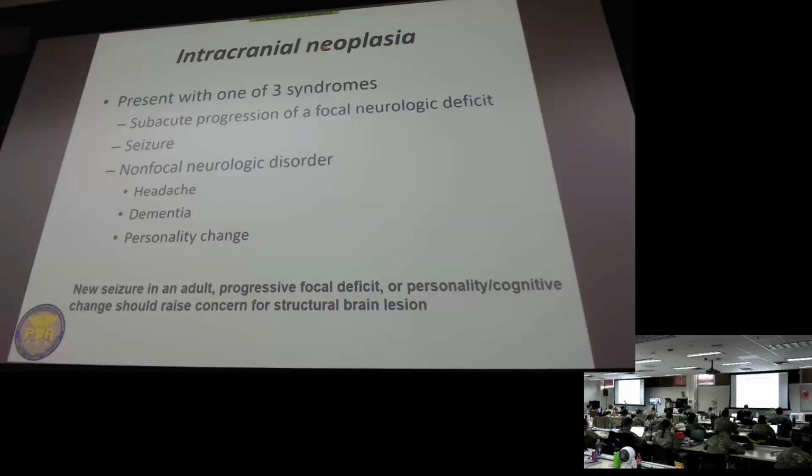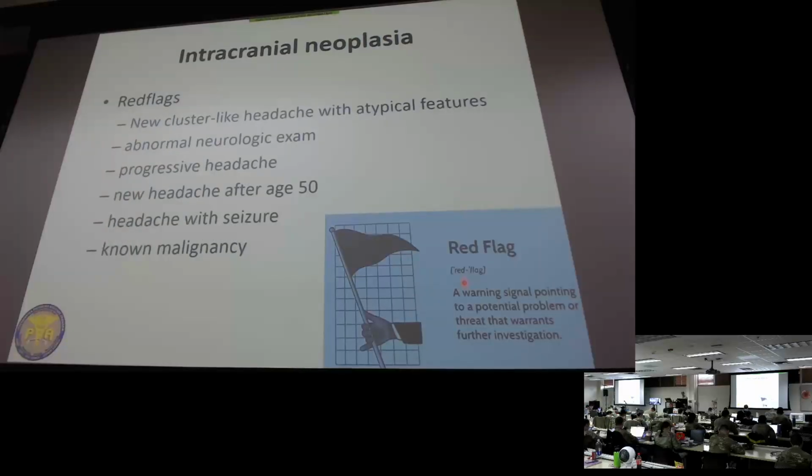So intracranial neoplasia, brain tumors kind of present in three different flavors. It might be a progression of a focal neurologic deficit, then a young person that shouldn't be having a focal neural deficit. They may have new onset seizures as an adult. That should always raise red flags. And lastly, these non-specific, this is where that headache fits in, where you get headaches, then all of a sudden dementia develops and personality changes. But we get new onset of seizure, focal progressive neural deficit, or personality changes plus headaches should raise concern for structural brain lesions.